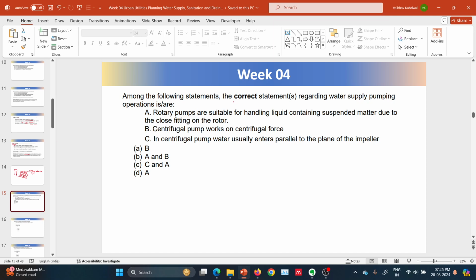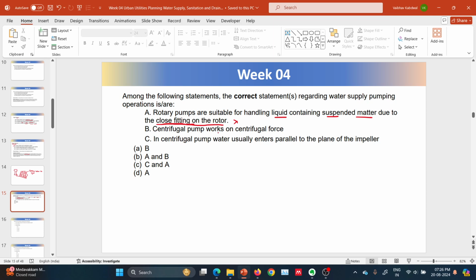Among the following, the correct statements regarding water supply pumping operations are: rotary pumps are suitable for handling liquid containing suspended matter due to the close fitting of the rotor. Because of the close fitting of the rotor, they can't handle suspended matter, because that will affect the mechanical parts, since they are closely fitted. Mechanical parts may undergo more maintenance, so that's why it is not suitable.